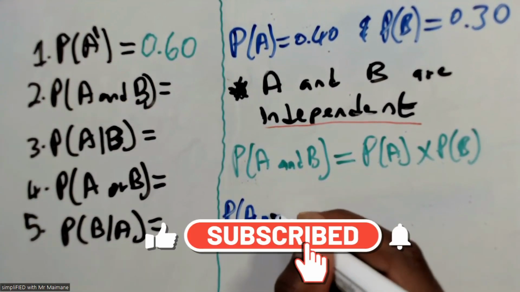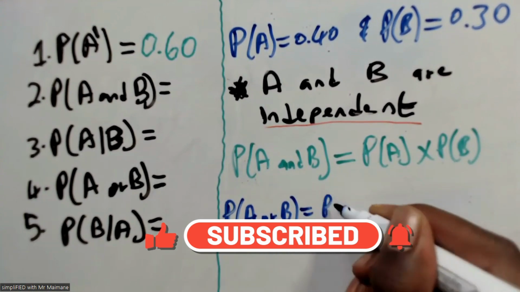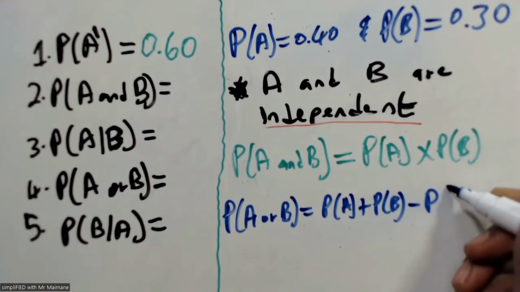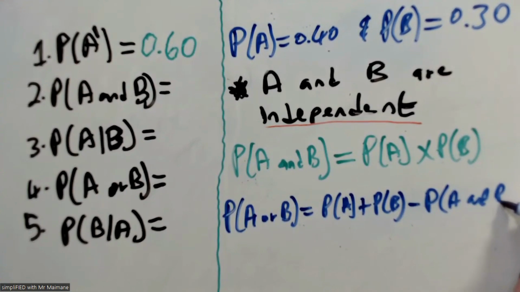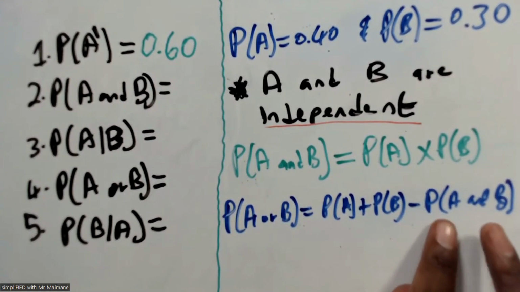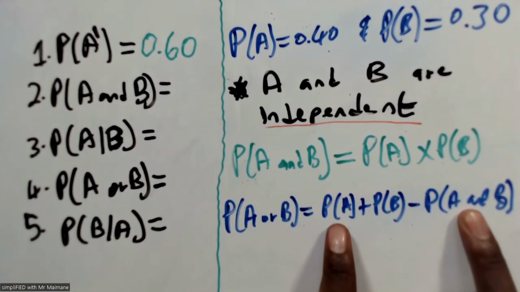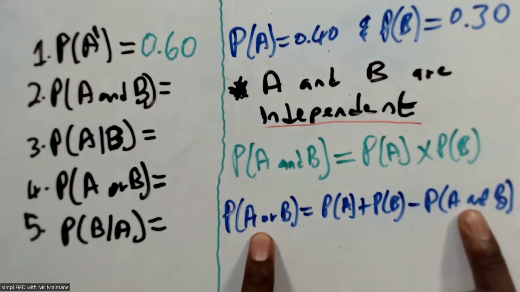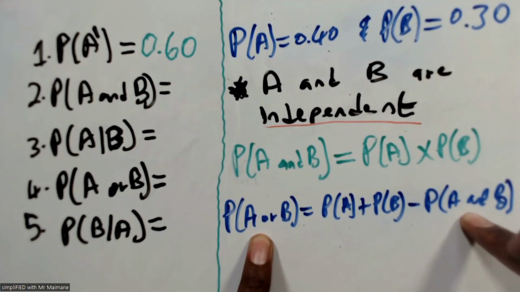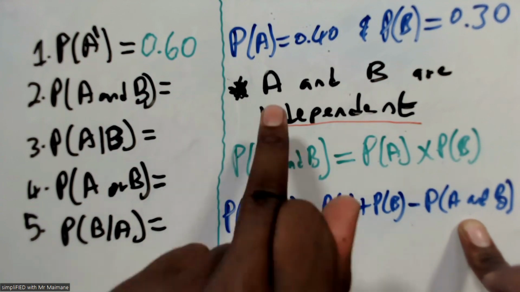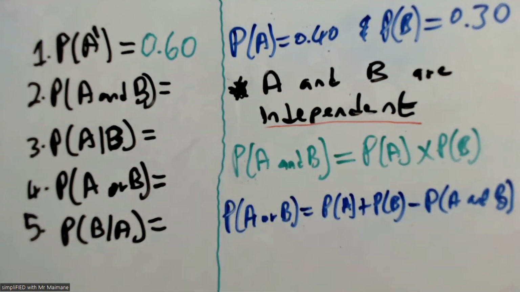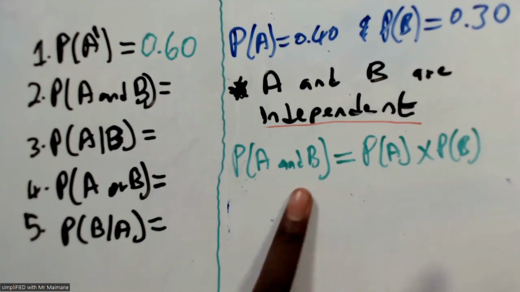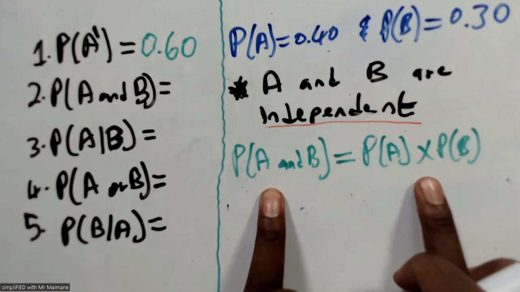Probability of A or B is equal to the probability of A plus the probability of B minus the probability of A and B. And this is how you would get the probability of A and B, because somehow you would have been given the probability of A or B. This was if it was not mentioned that A and B are independent. But because now they did say that A and B are independent, this formula applies for independence. This is the formula for independent events.